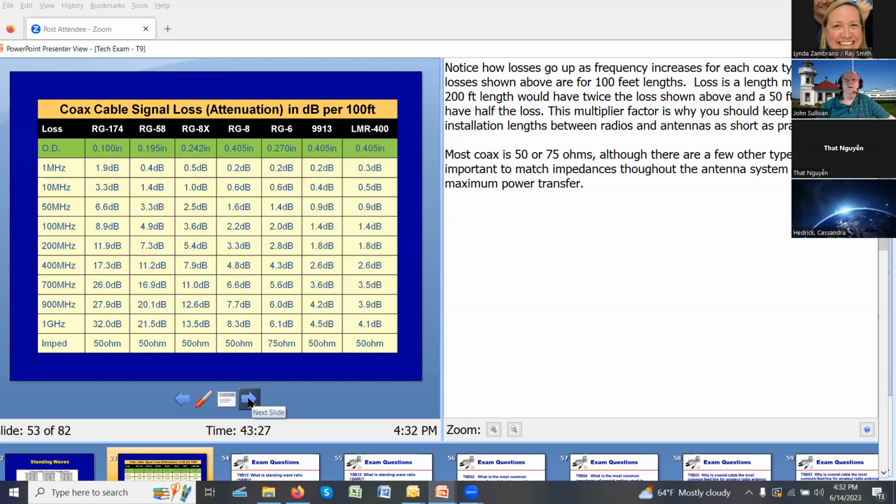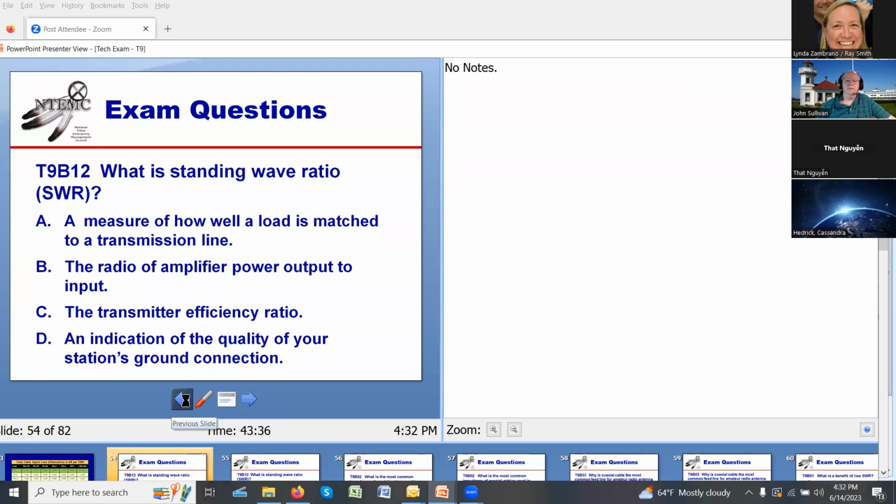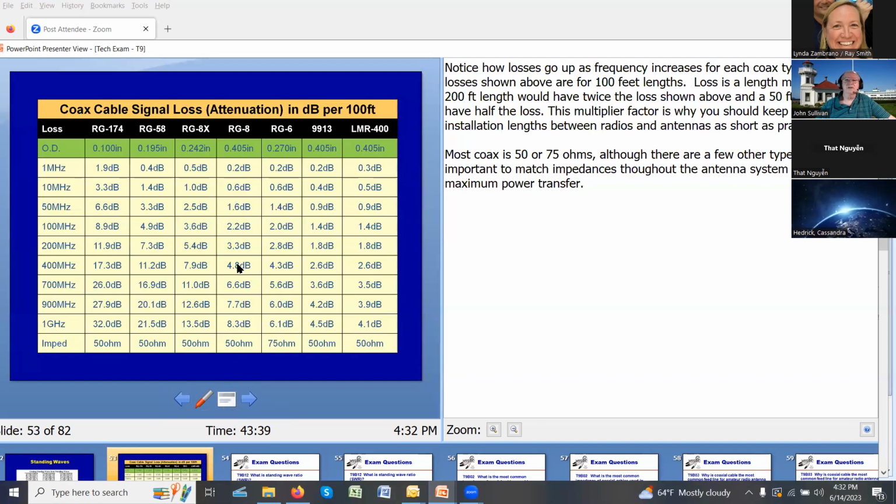These numbers are based on a 100-foot length, so this is how many dB of loss per 100 feet of feed line. You can see it gets quite significant. With RG174, there's a 32 dB loss up at a gigahertz. That's like 95, 98% loss, something like that. More common, if you're talking about the UHF range with something like RG58, which is what you might find on your little mag mount antennas, you've got over 90% loss through that feed line if it's 100 feet long.